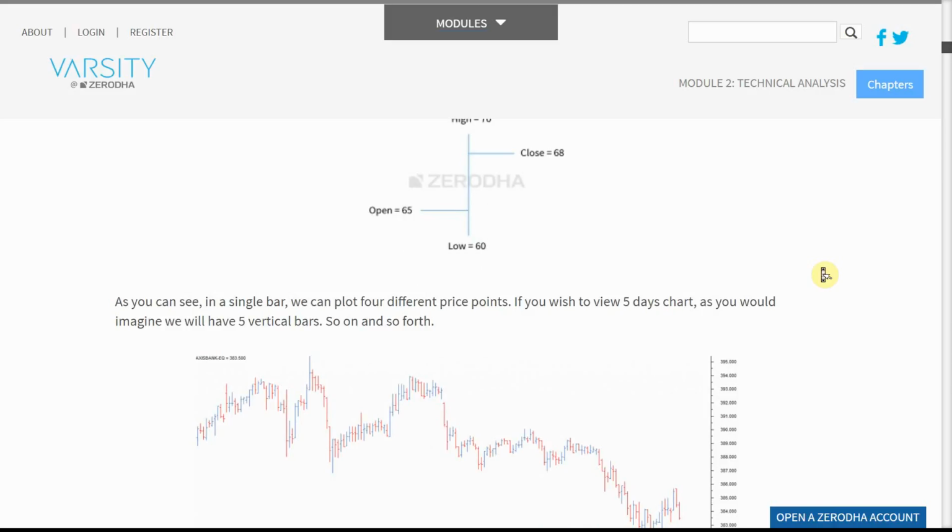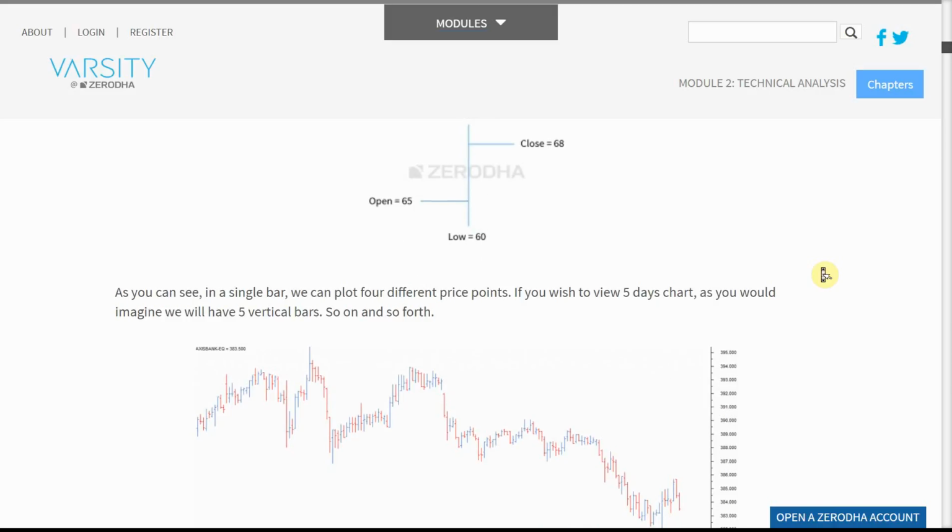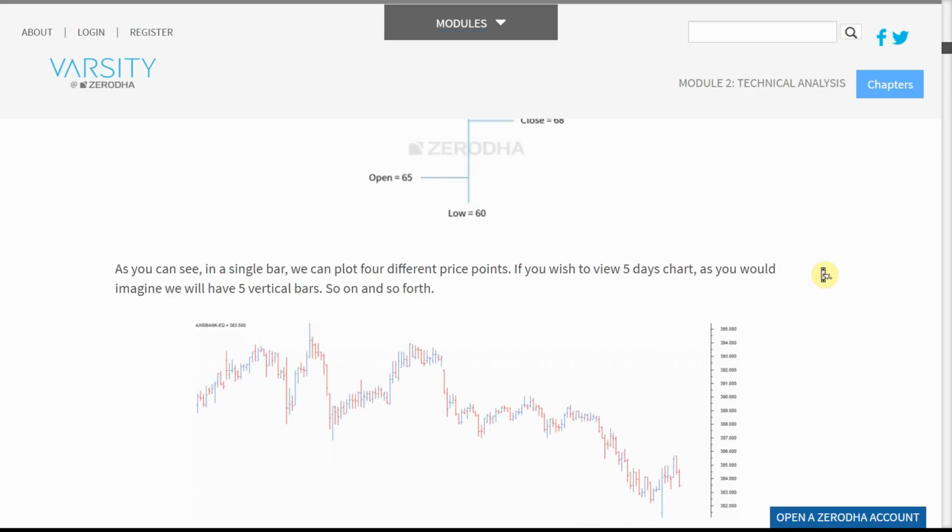Note the position of the left and right mark on the bar chart varies based on how the market has moved for the given day. If the left mark, which represents the opening price, is placed lower than the right mark, it indicates that the close is higher than the open, close greater than open. Hence a positive day for the markets.